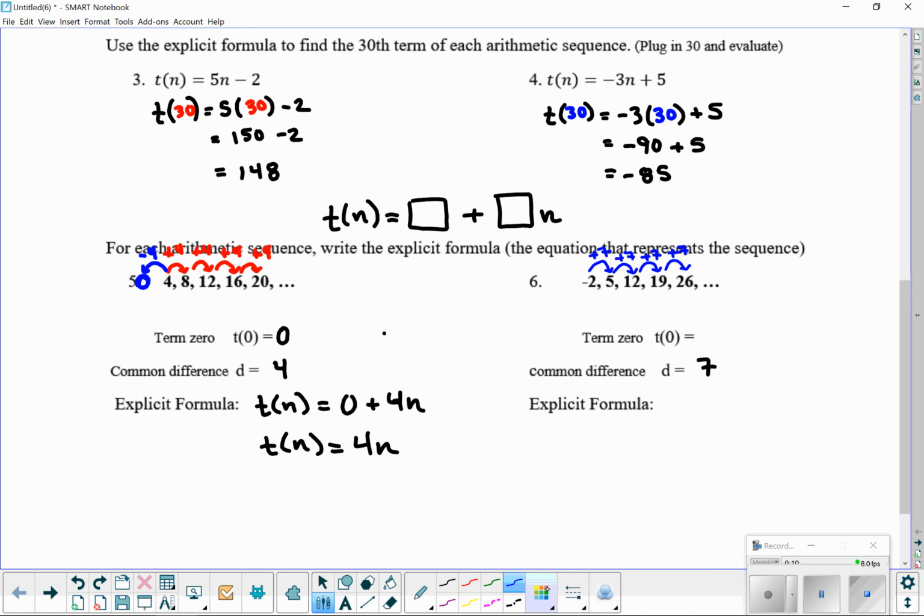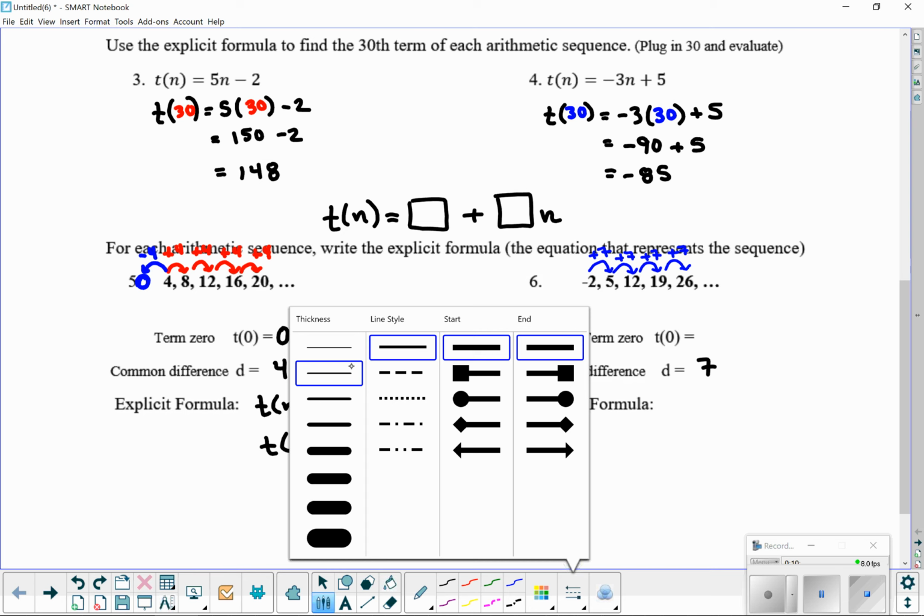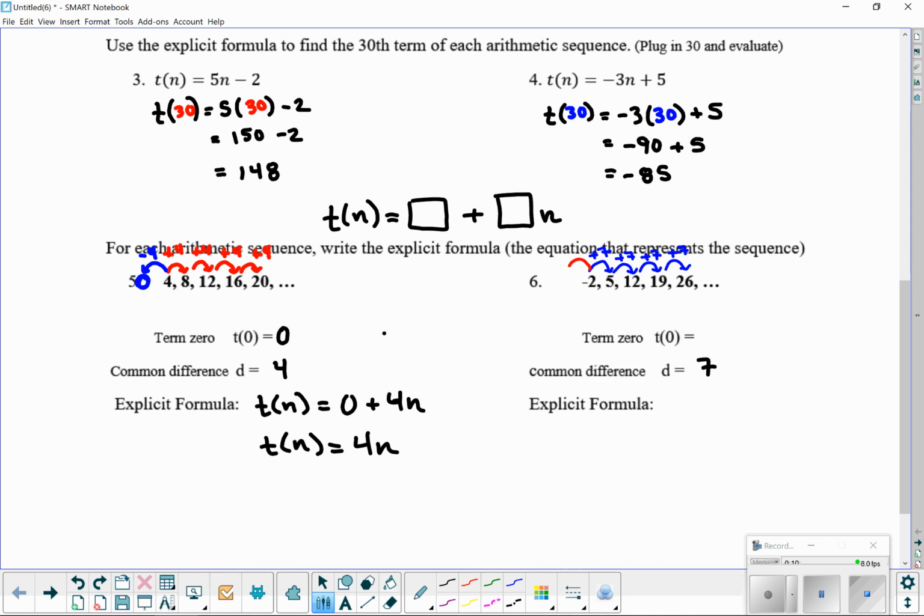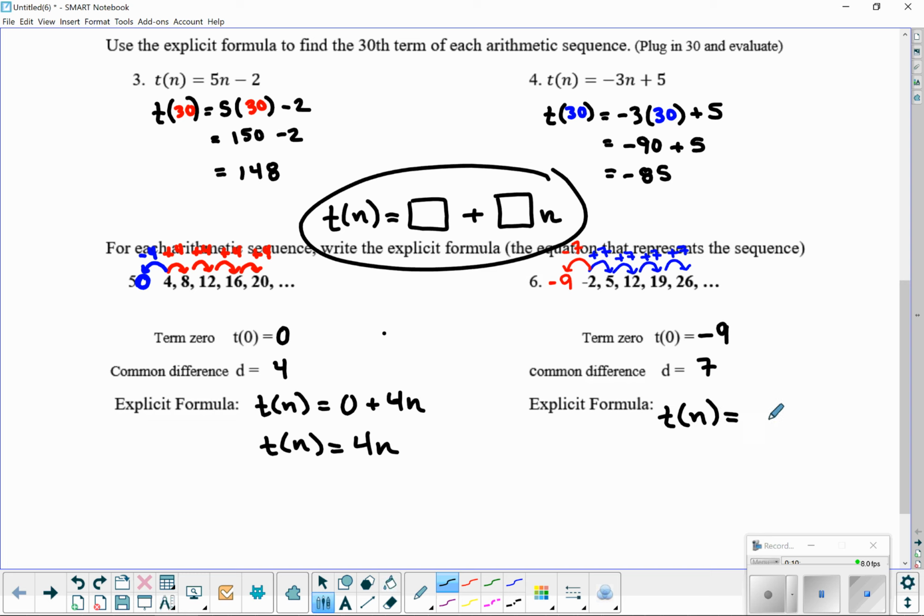For the starting term, if I want to go backwards to the 0th term, I have to go minus 7. So negative 2 minus 7 is going to give me negative 9. So my 0th term is going to be negative 9. Remember, my explicit formula is going to be this one right here. So I'm going to start with T of n equals, my starting is negative 9 plus my common difference of 7 times n.